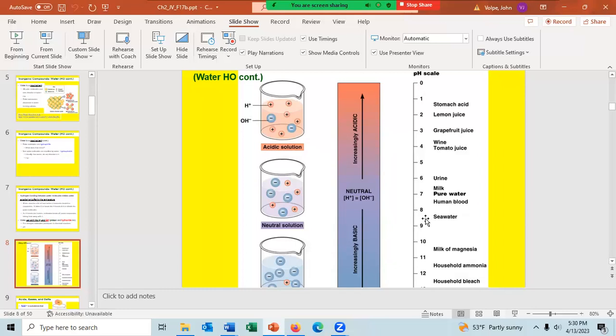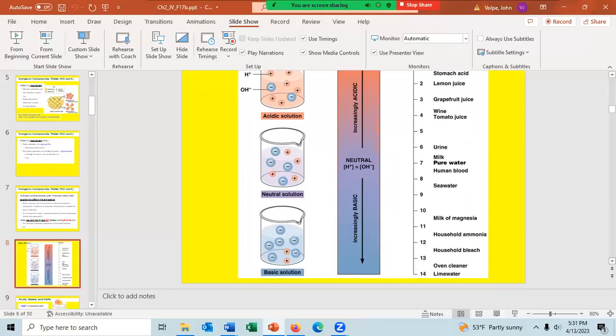Seawater is a little above pH 8, and seawater has more OH- in solution than H+ in solution. Milk of magnesia is even more basic, and its pH is around 10.4 or 10.5. And it has much more OH- than H+. Household bleach, even more basic, pH above 12, much more OH- than H+. And then probably the ingredient that you're most familiar with, oven cleaner, is even more basic. And I doubt most of you are familiar with lime water. That's even more basic. Lime water is very close to pH 14. And so lime water would have the most OH- in solution compared to H+.